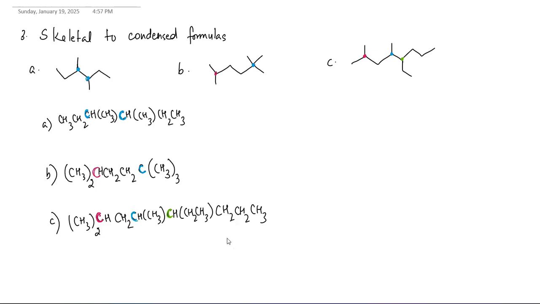So I hope you understood how to draw different structures, skeletal structures, or line bond or condensed formulas. Okay, practice with the rest of the examples, and we'll work out some more problems for chapter 2 in the next video.